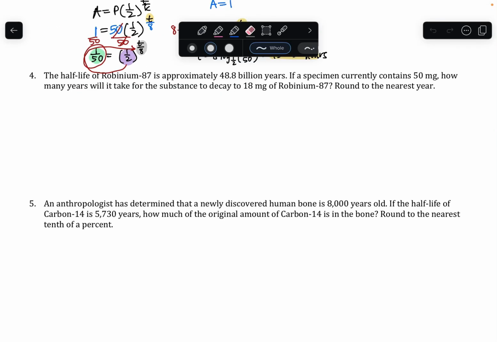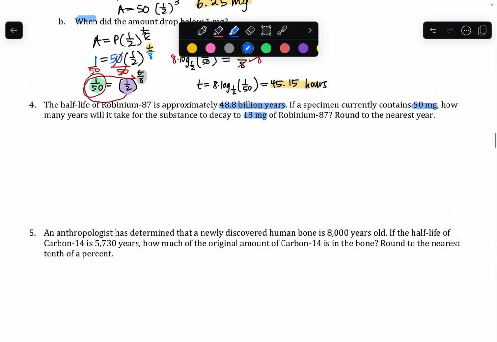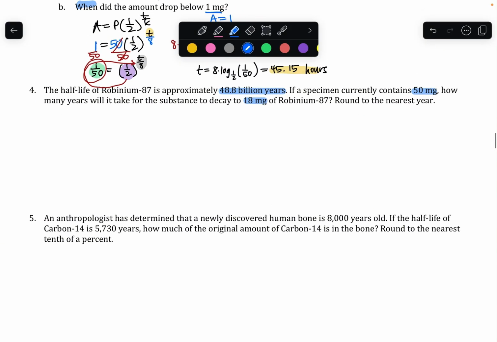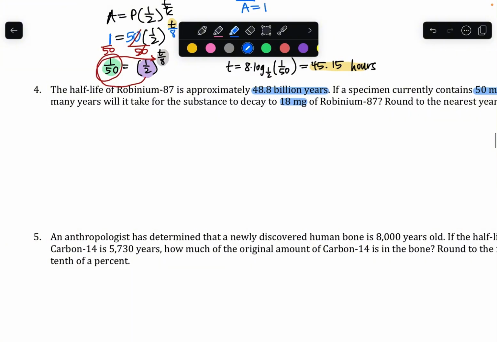All right, in this next example, it says the half-life of rubidium-87 is approximately 48.8 billion years. If a specimen currently contains 50 milligrams, how many years will it take for the substance to decay to 18 milligrams of rubidium-87? Round to the nearest year. Okay, so they're finally telling us what to round to.